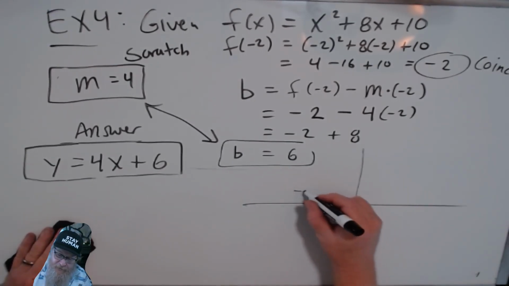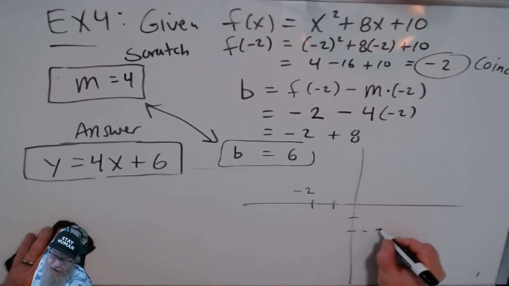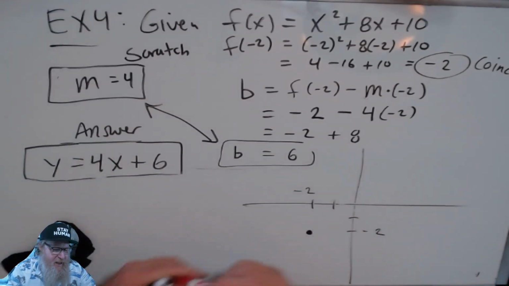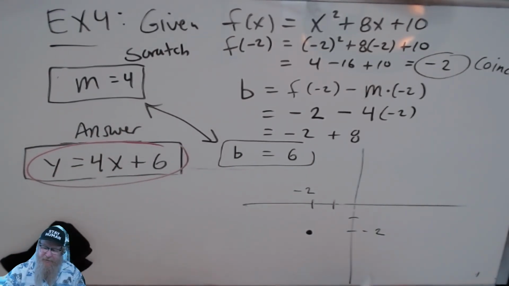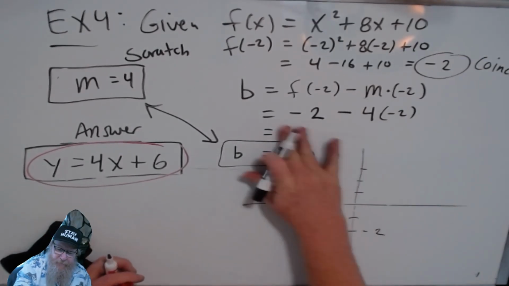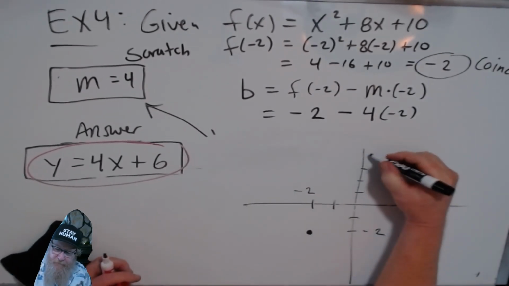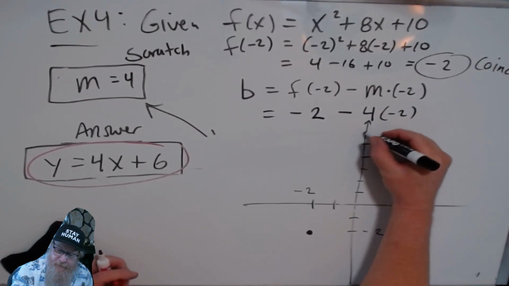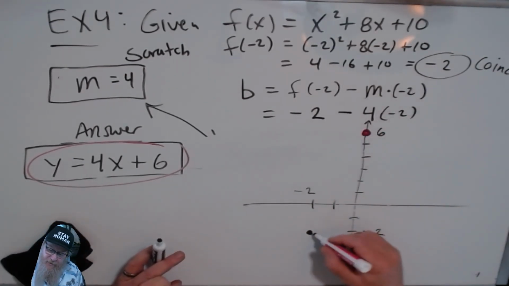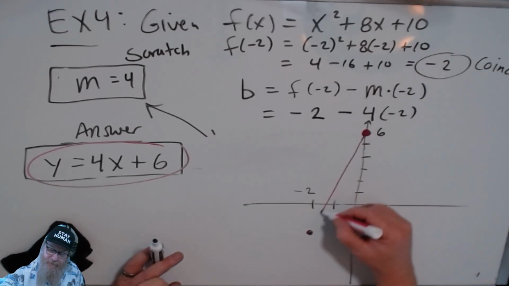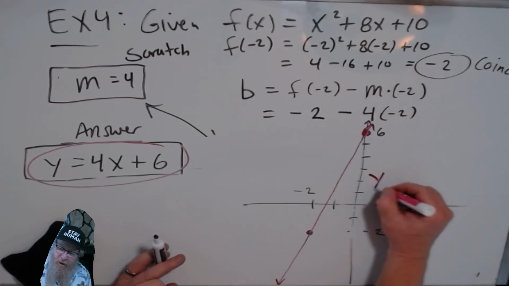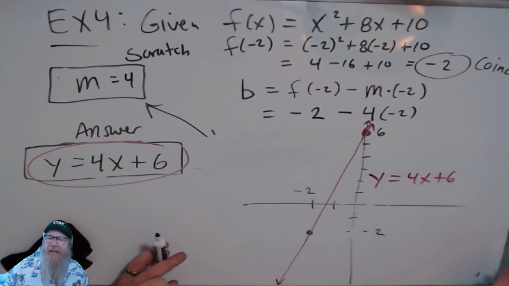x is negative 2. Coincidence that y was also negative 2. And then we have this line, 4x plus 6. So 1, 2, 3, 4, 5, 6. So this line passes through here and here. So this is y equals 4x plus 6. That's the tangent line.